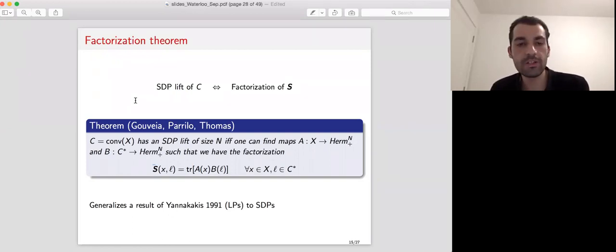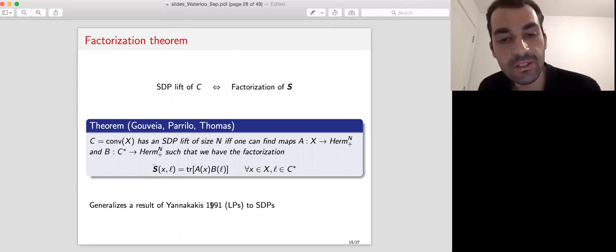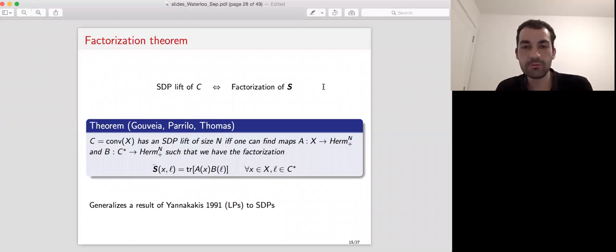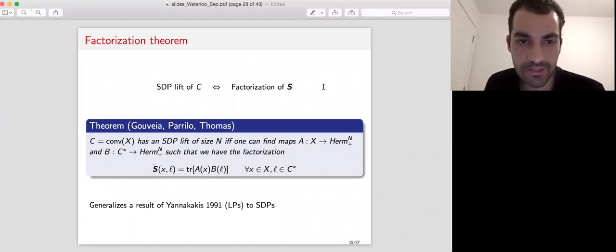There's actually a version of it that has to do with linear programs or polytopes, which was proved by Yannakakis in '91, and this is an extension to SDPs. So this is what I'm going to use, in fact a certain special case, a small corollary of it.